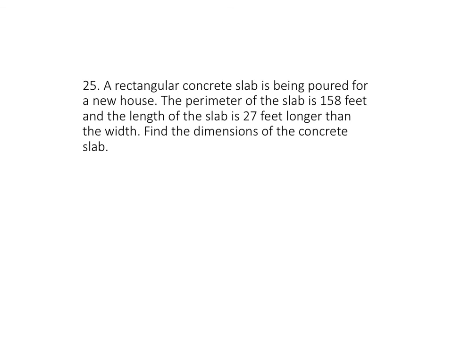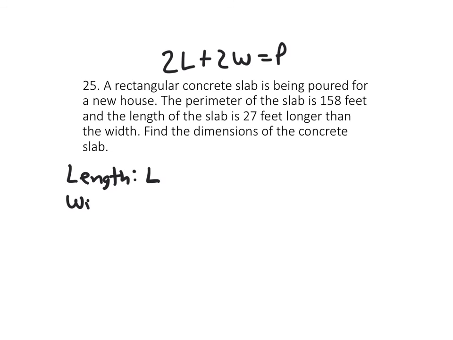Here's the last word problem. It involves the perimeter of a rectangle, and so we need to know the formula. 2 times the length plus 2 times the width equals the perimeter. There are two unknowns in a problem like this. The length of the rectangle, which we'll use the variable L for, and the width of a rectangle, which we'll use the variable W.